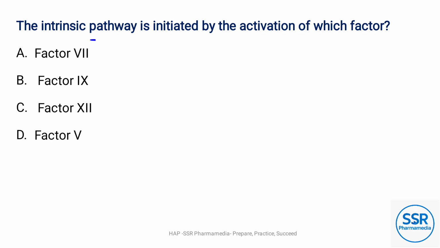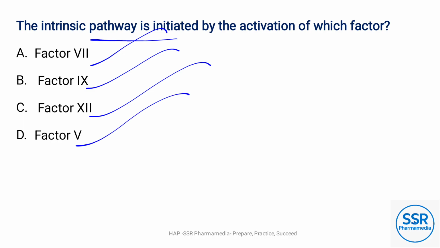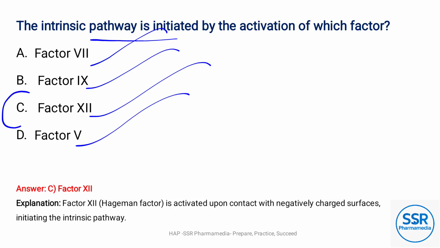Next, the intrinsic pathway is initiated by the activation of which factor? Option A, factor 7. Option B, factor 9. Option C, factor 12. Option D, factor 5. The answer is option C, factor 12. Factor 12, the Hageman factor, is activated upon contact with negatively charged surfaces, initiating the intrinsic pathway.